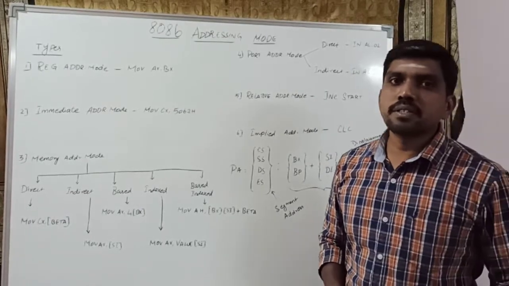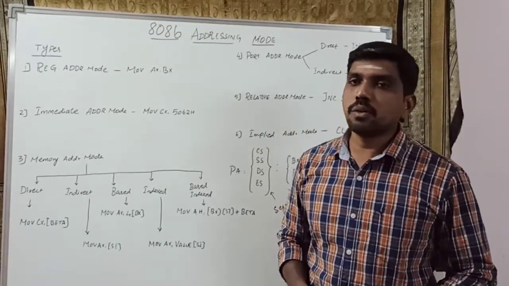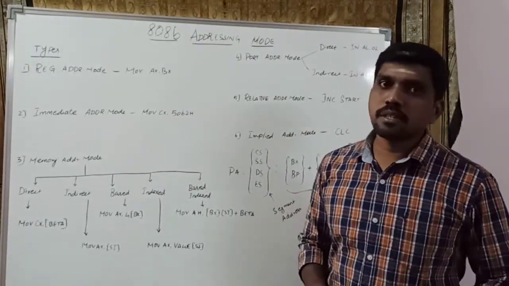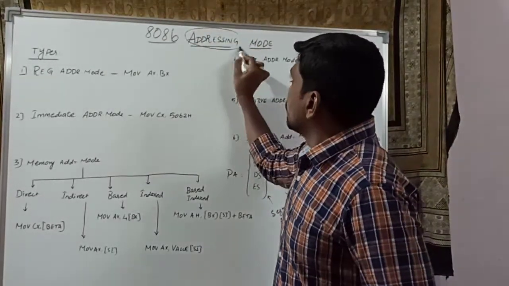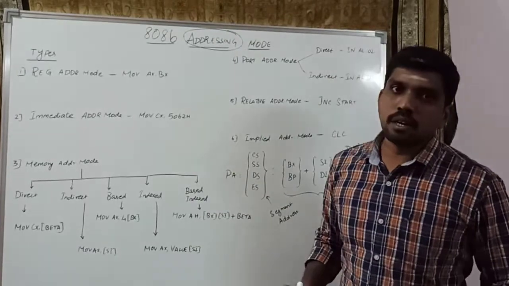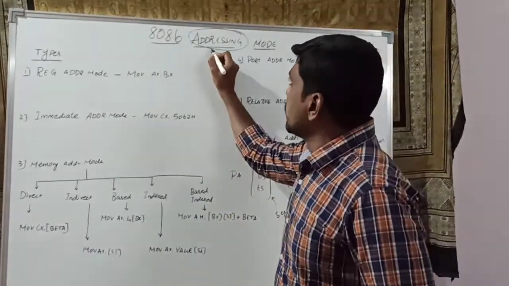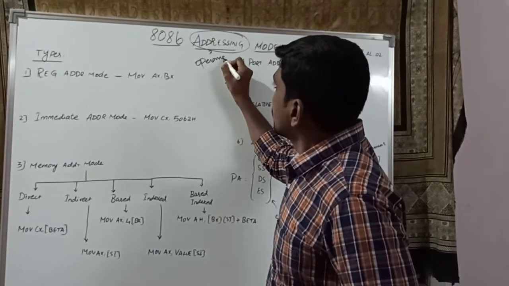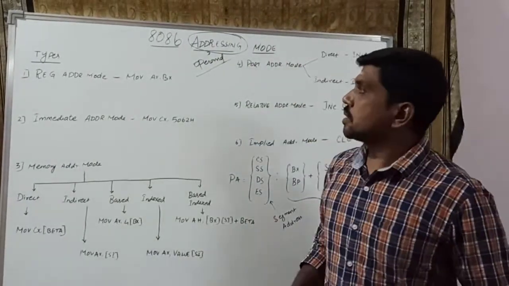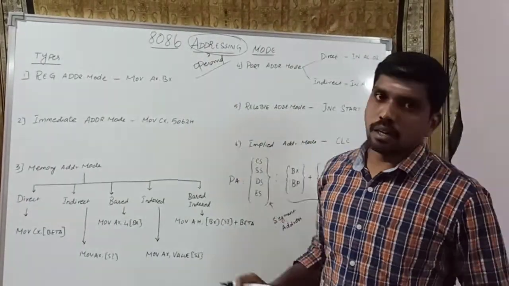In the previous video, we discussed the flag register concept. Now we go for the 8086 addressing mode. Before entering the topic, first we need to know what addressing mode is. Addressing mode is to find the operand. Finding the location of the operand is called addressing mode.